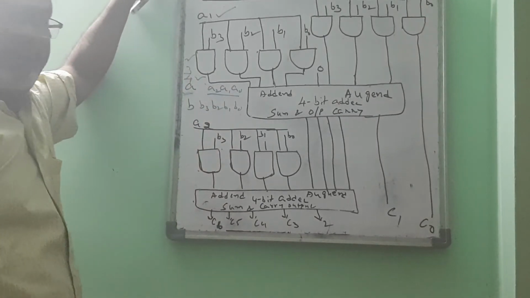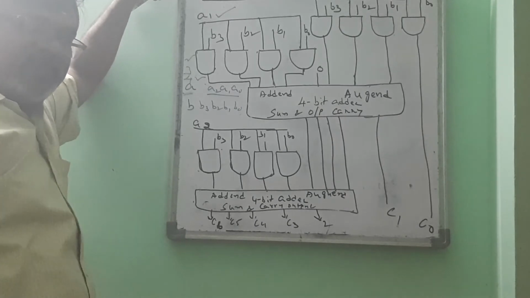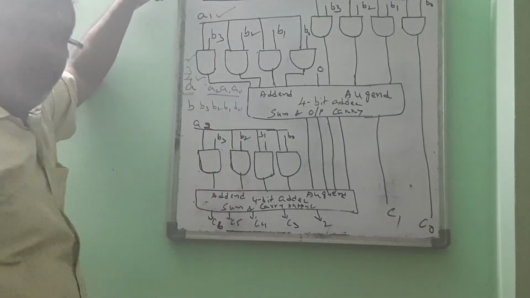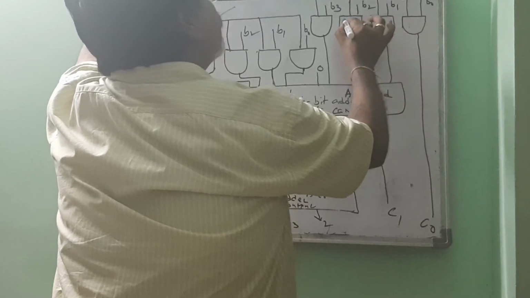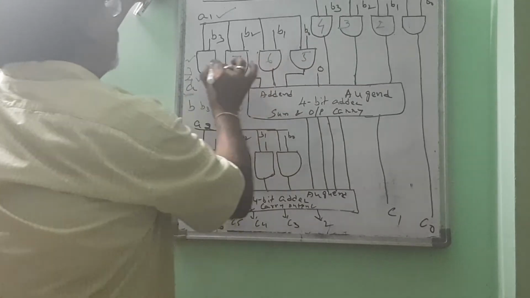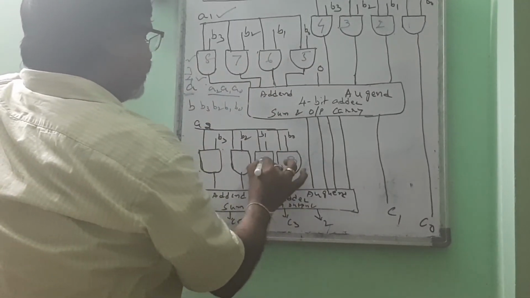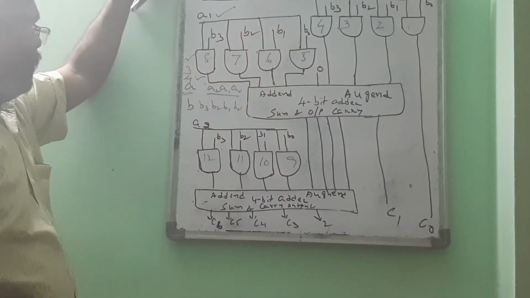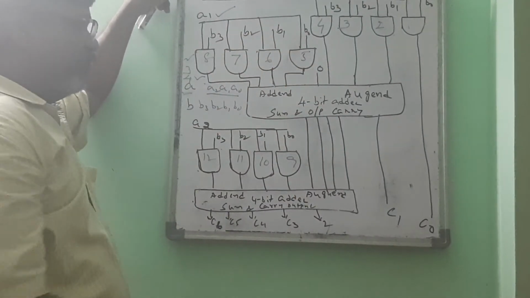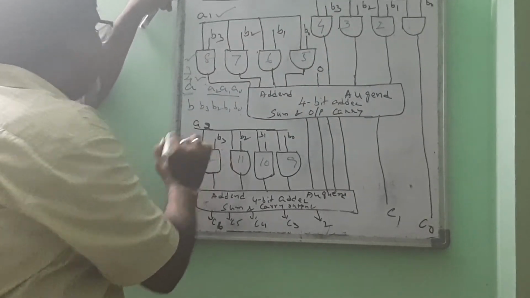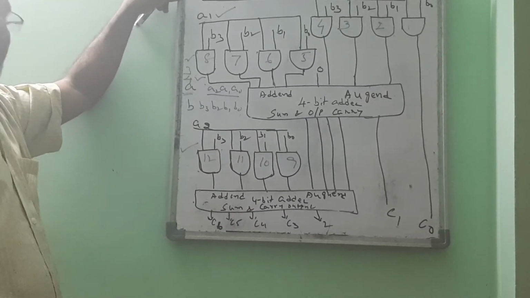How many AND gates do we need according to the previous explanation? J into K, which here is 3 into 4, so 12 AND gates we require. So 1, 2, 3, 4, 5, 6, 7, 8, 9, 10, 11, 12. Remember, though these are not in the same shape because I am very weak in drawing images, you assume all these are AND gates. Okay, totally 12 AND gates. The formula is J into K AND gates we require.